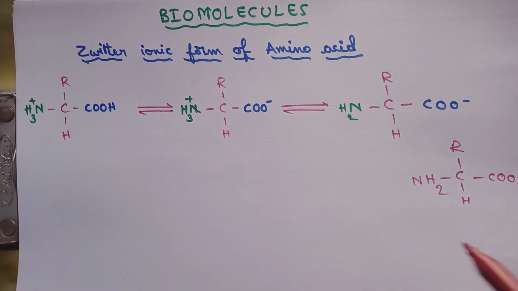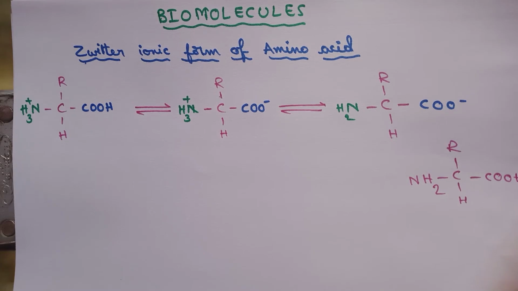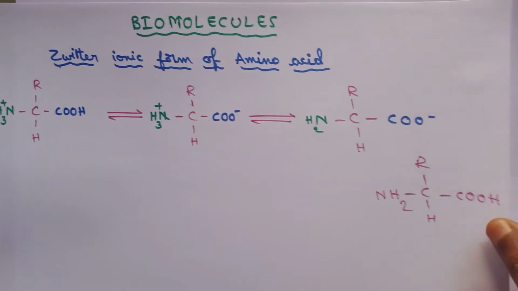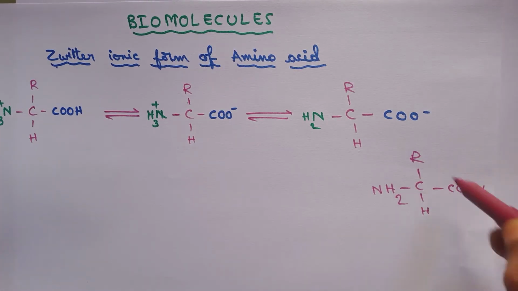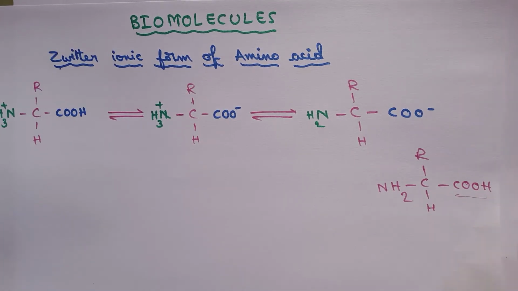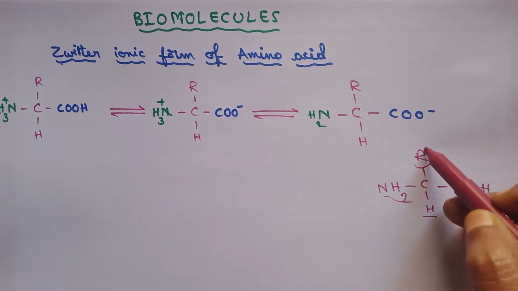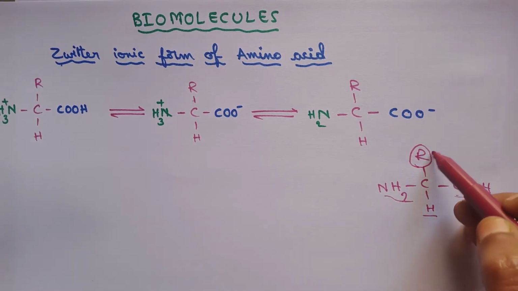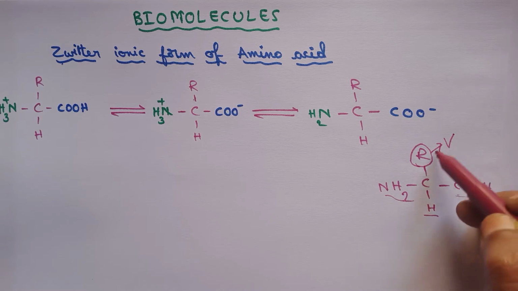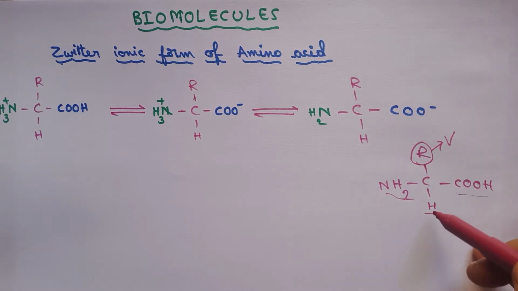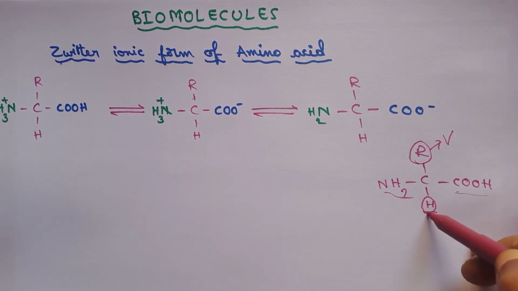So here, an amino acid consists of a carbon atom which is called the alpha carbon, to which all the groups are attached: the acidic carboxylic group, the amino group, hydrogen, and the R group. This is the variable group. It varies from one type of amino acid to another, but the hydrogen is constant in all types of amino acids.